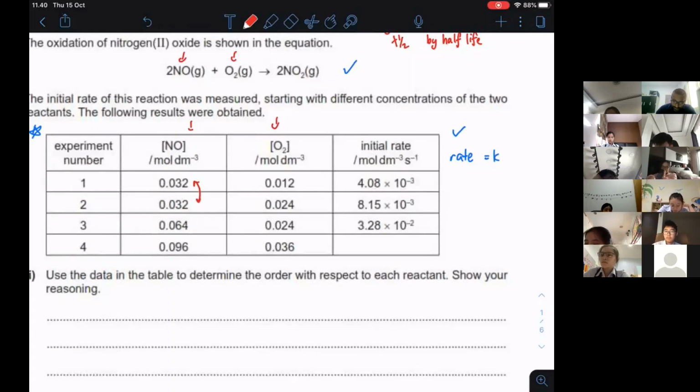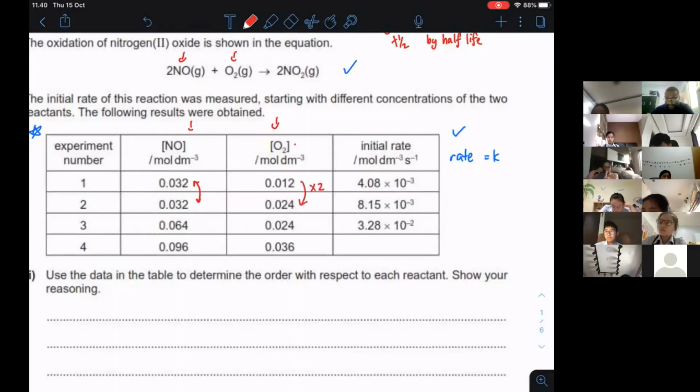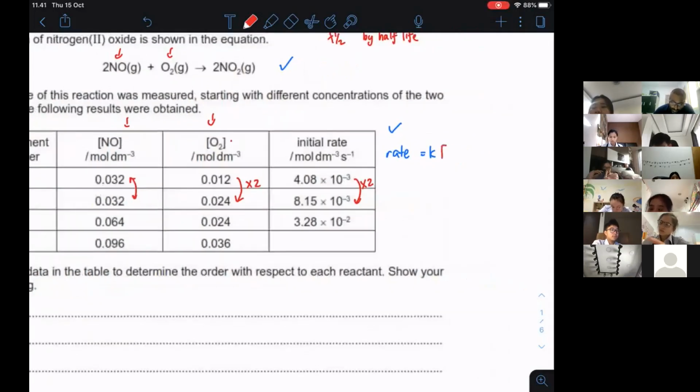But I can see that when the concentration of O2 is doubled, times by 2, I can notice that the rate is also times by 2. If it is double and also double, then it's going to be first order reaction with respect to O2. No need to put 1, it's understood. First order.